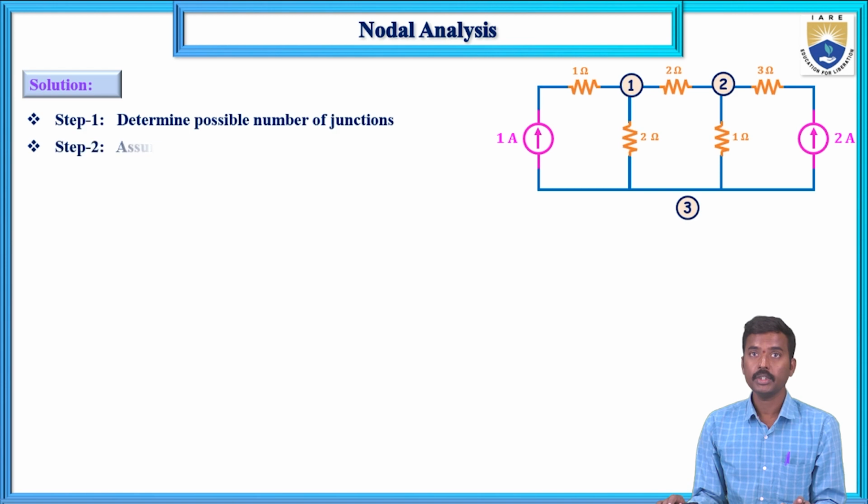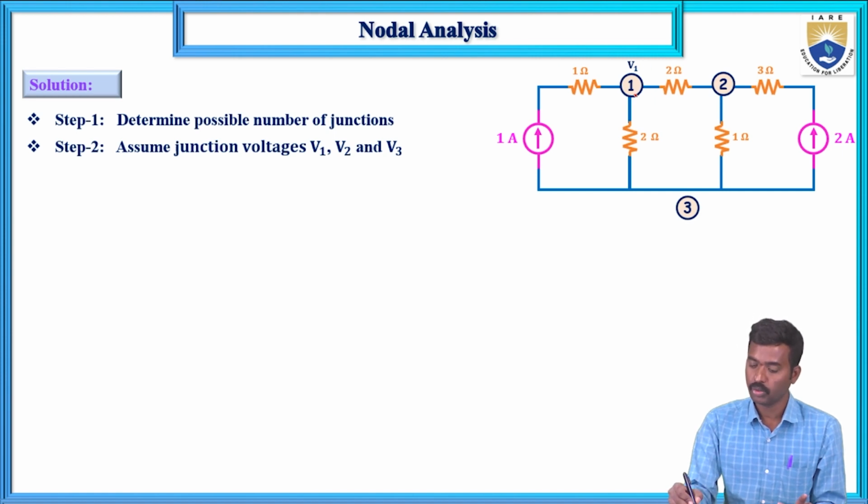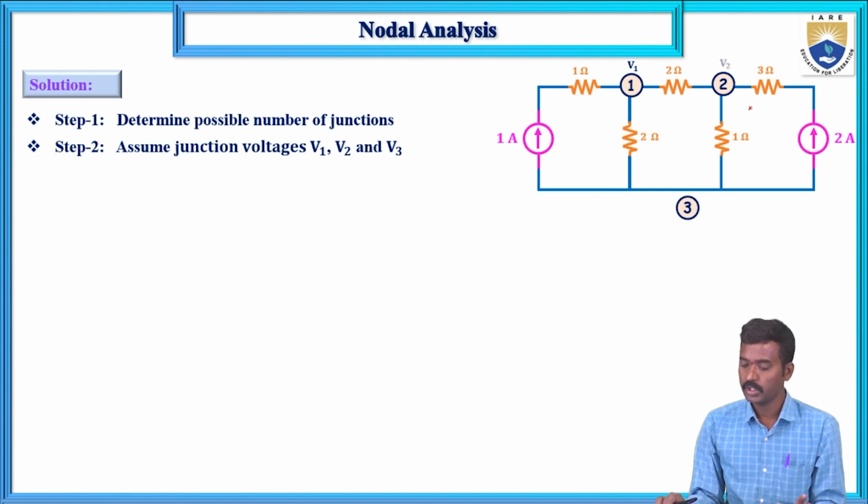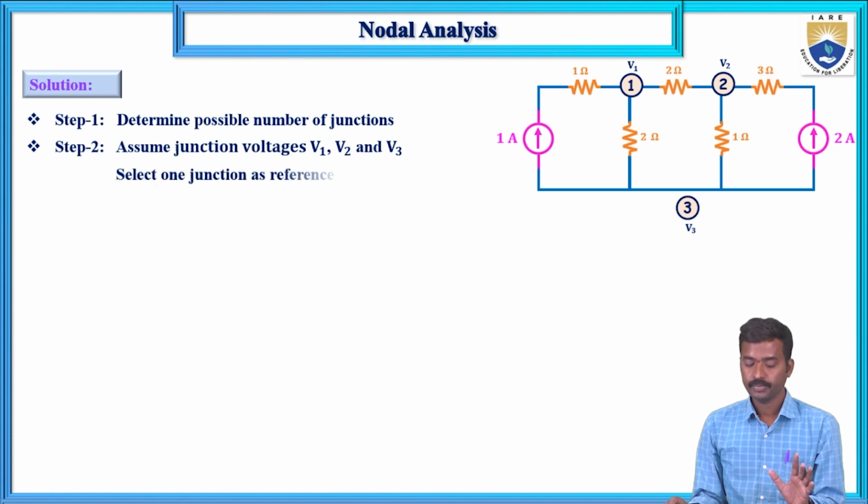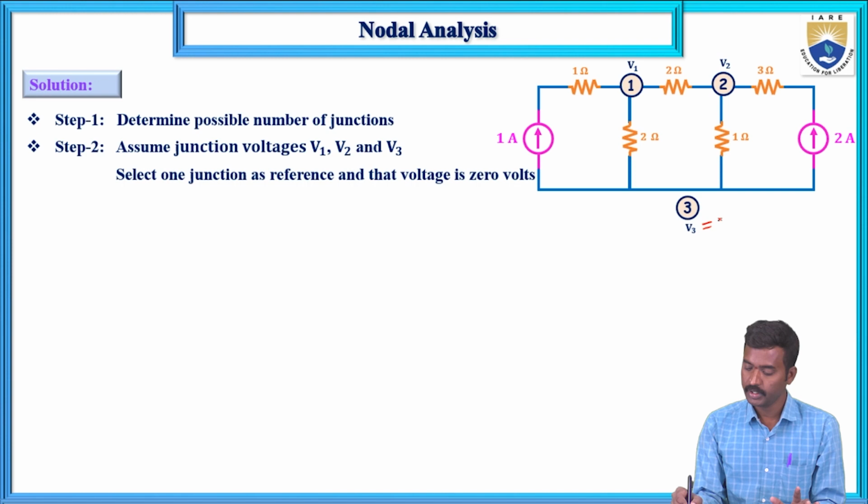Next step 2 is assign the junction voltages V1, V2 and V3 till Vn. Here 3 only. V1 is the junction 1 voltage and V2 is the junction 2 voltage and V3 is the junction 3 voltage. So select one junction as a reference. That reference junction voltage is 0. Here I am selecting V3 as the reference.